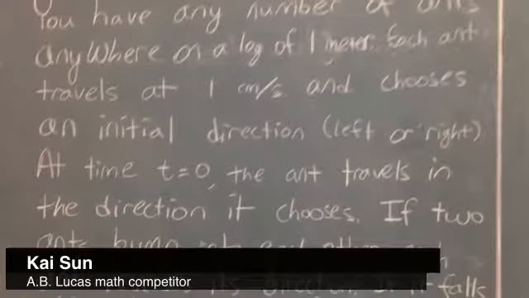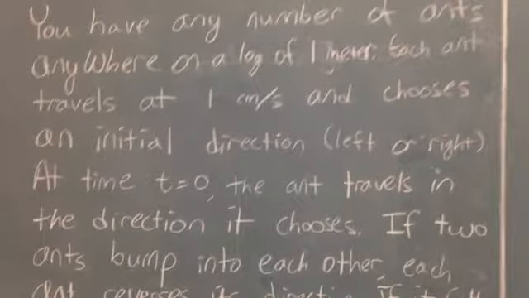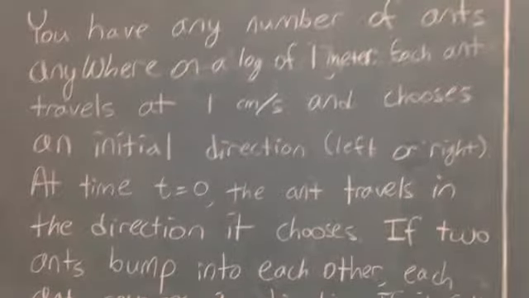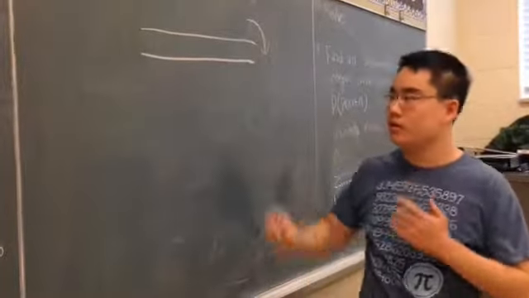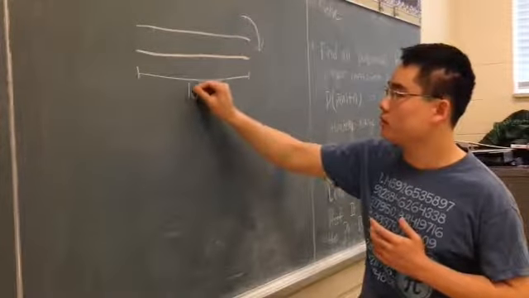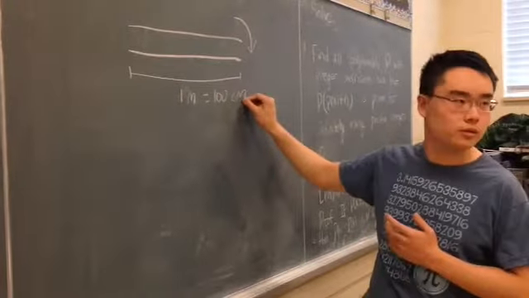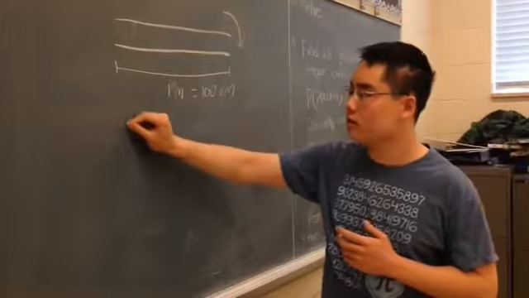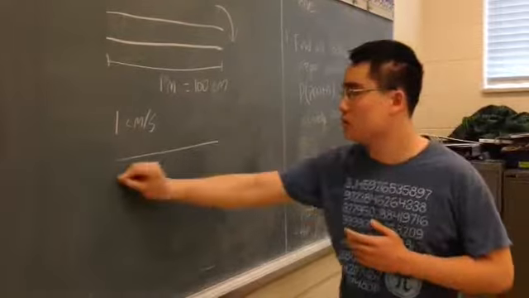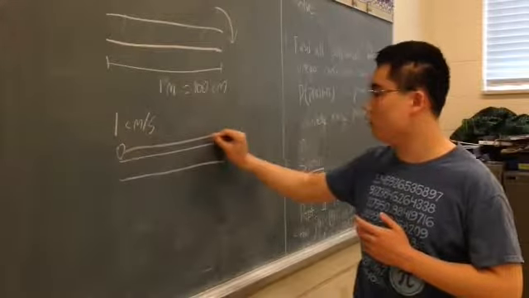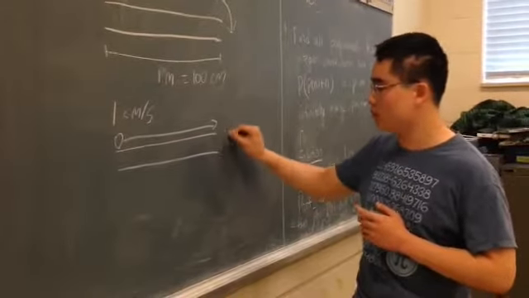Okay. So you have to prove that after 100 seconds, all the ants have been caught. So basically, you just want to prove that after 100 seconds, all the ants have fallen off the log. But the log is 1 meter, which is equivalent to 100 centimeters. And since each ant travels at 1 centimeter per second, that implies that if the ant were to travel the entire log without any bumps, then it can travel the entire log in 100 seconds.